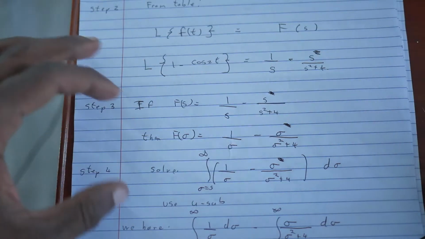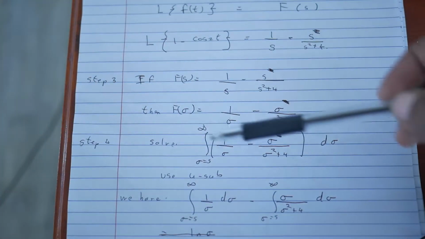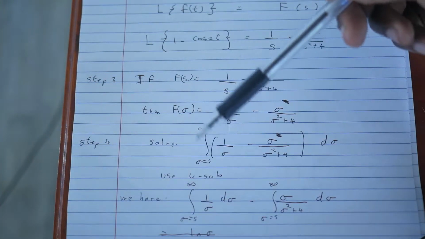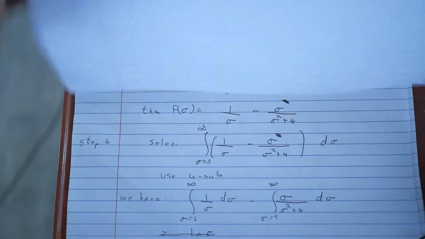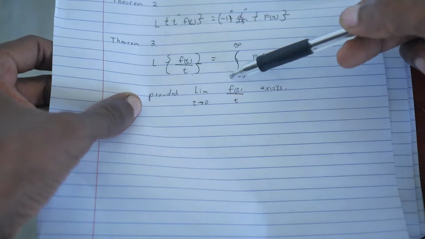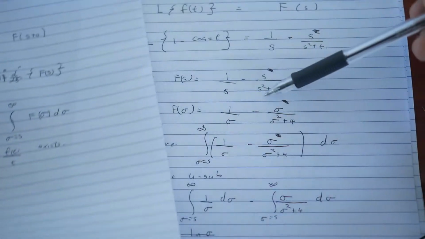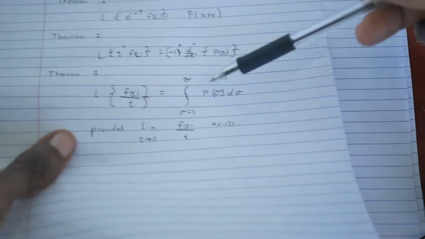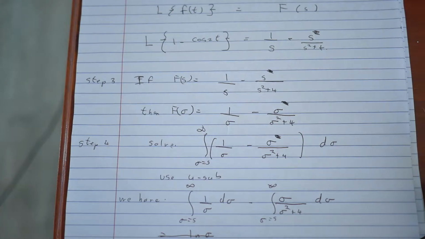Step 4, solve the integral. Solve this integral, sigma equal s to infinity of f of sigma d sigma. So we just put our function right here. This is f of sigma right there, d sigma. Good.